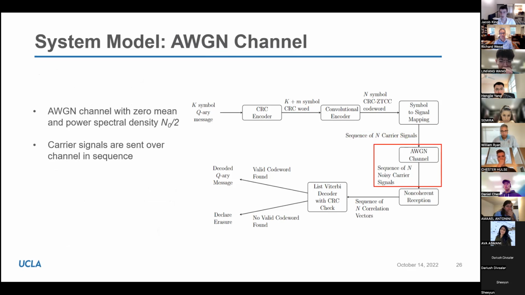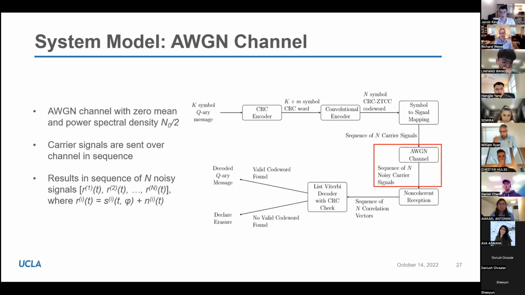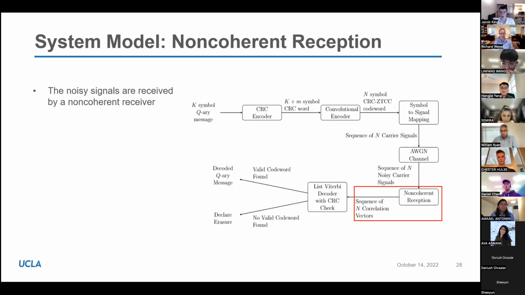These signals are transmit in series over an AWGN channel with zero mean and power spectral density N naught over 2. This results in a sequence of n noisy signals, where a noise signal N_i of t is added to each transmit signal S_i of t, phi. These noisy signals are received in series by the non-coherent receiver.